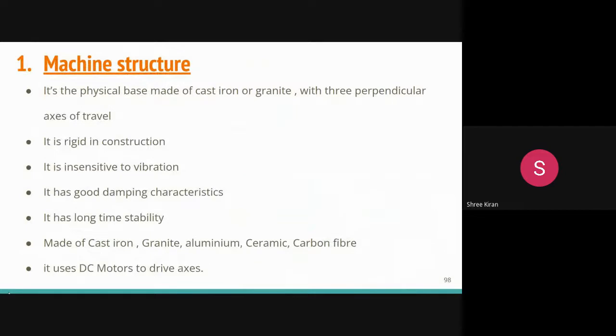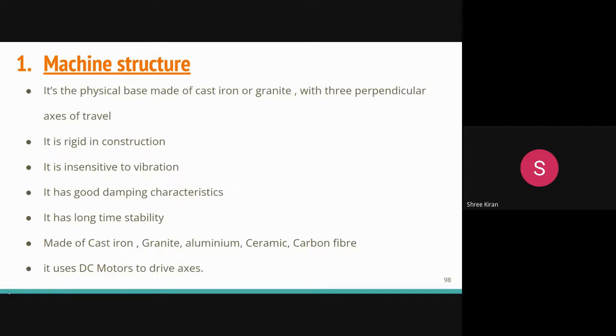It has a physical base made of cast graphite. It is rigid in construction, insensitive to vibration, has good damping characteristics, and is stable for a long time. It is made of cast iron, granite, aluminum, ceramic, or carbon fiber. It uses a DC motor to drive, etc.